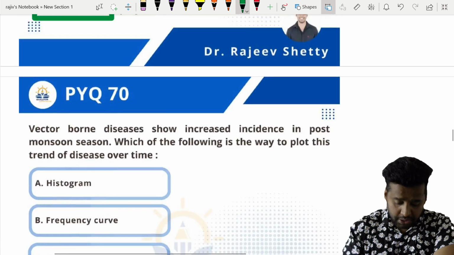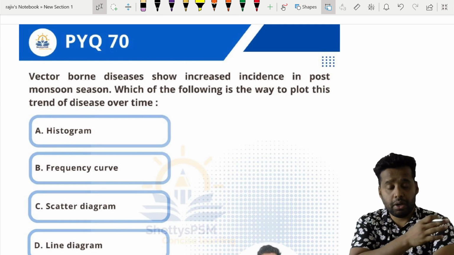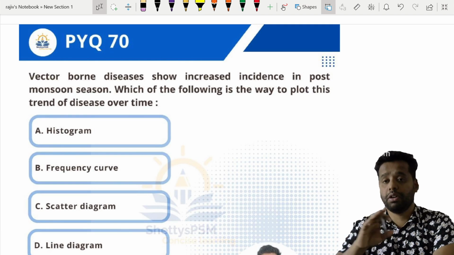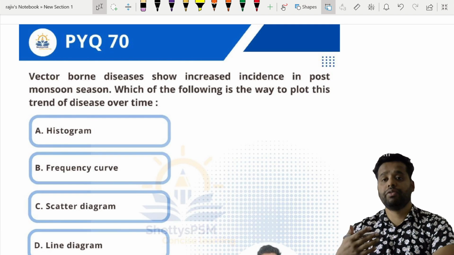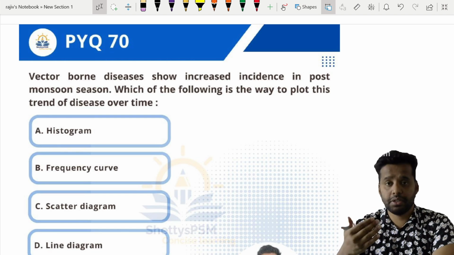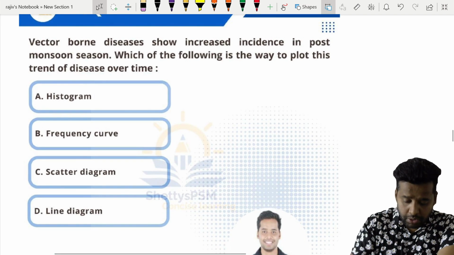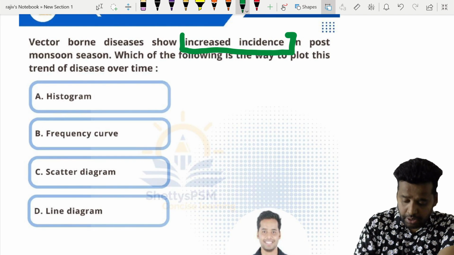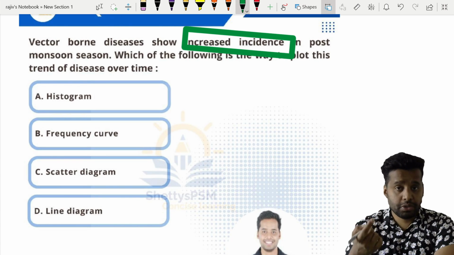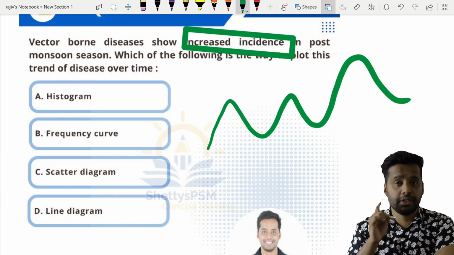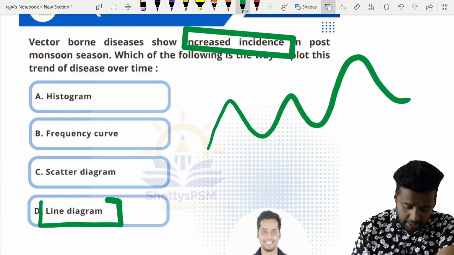So if you are starting for cervical cancer, you have to be continuous, not that 1 year you do, next year you are stopping. That will not be an advantage, and you won't gain that confidence from the system. Patients or community will not respond if you are going the next time for screening programs. Good. So vector-borne disease is showing increased trend in monsoon season or post monsoon season. You are plotting the trend of a disease. What is the image which is preferred? Answer is line diagram.